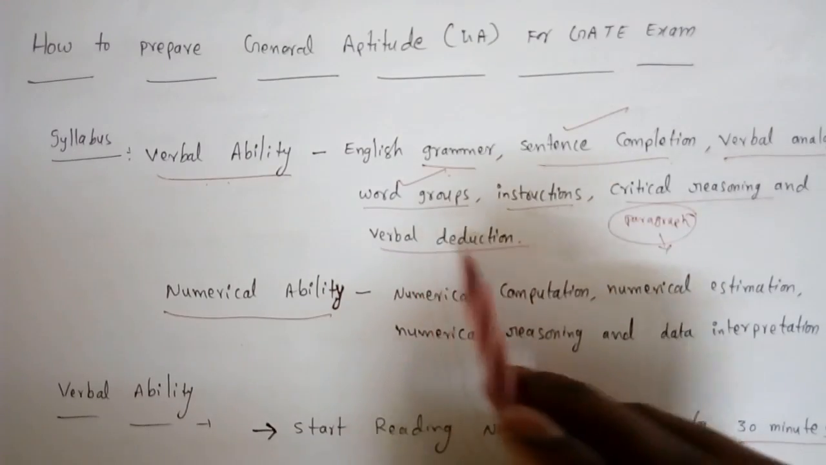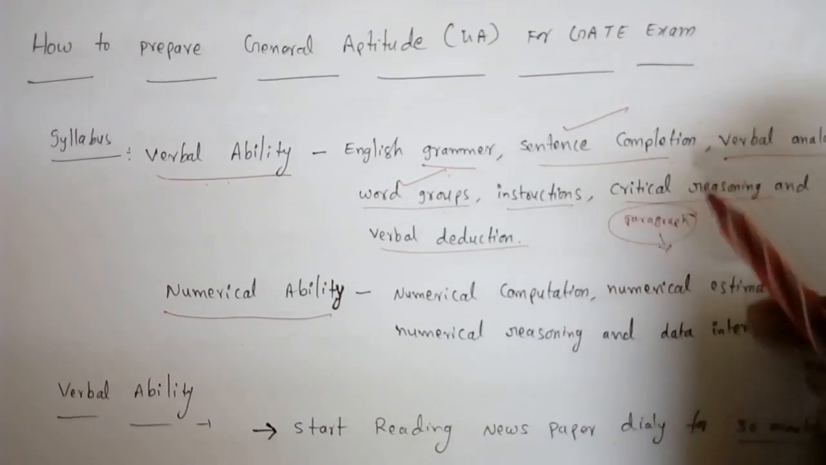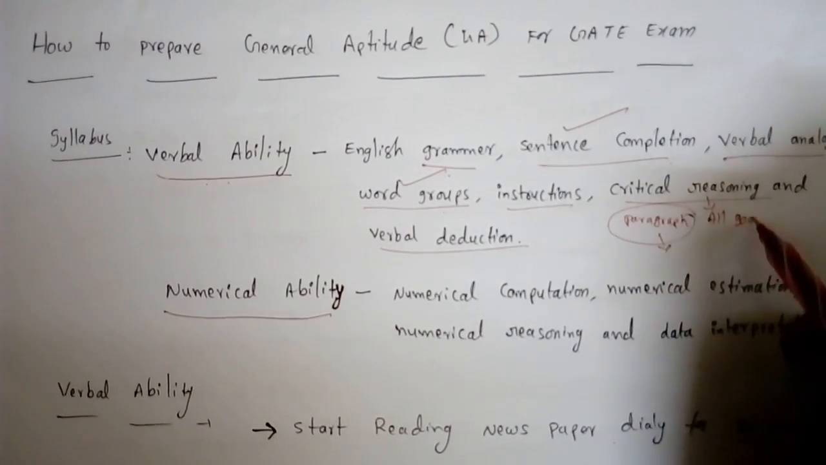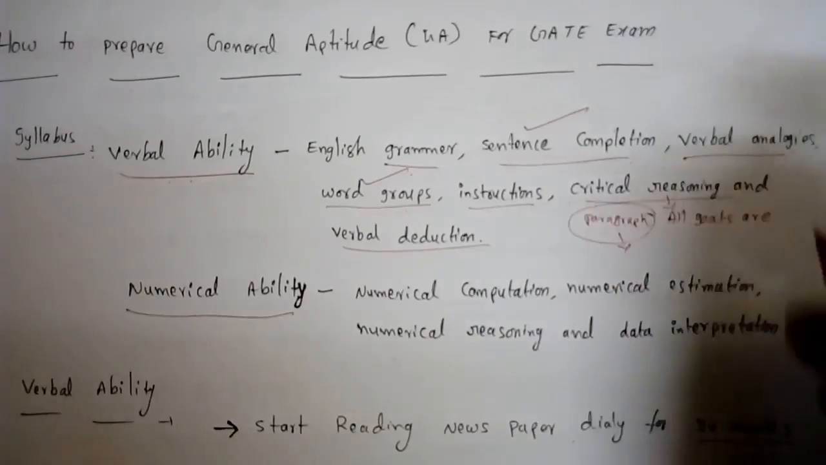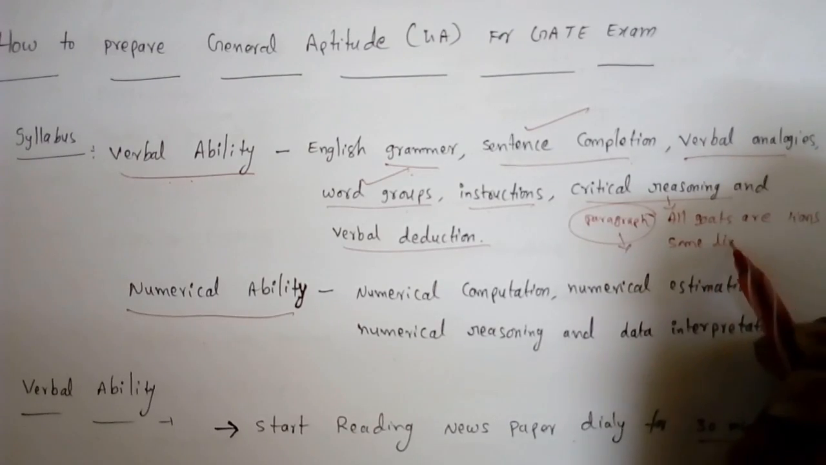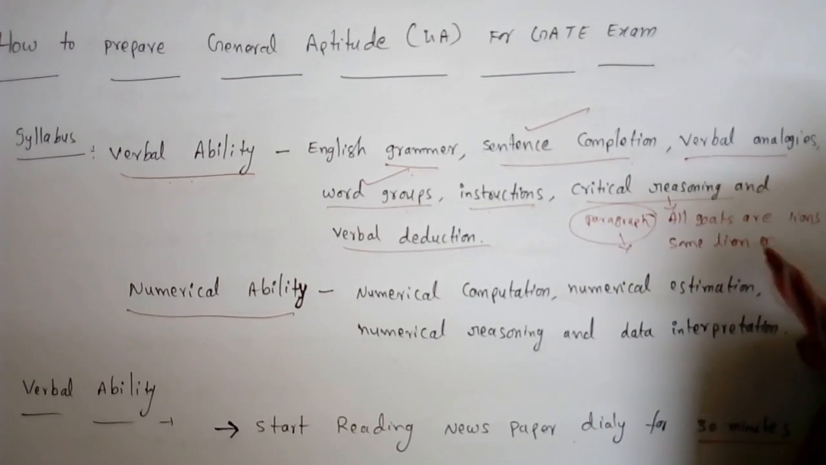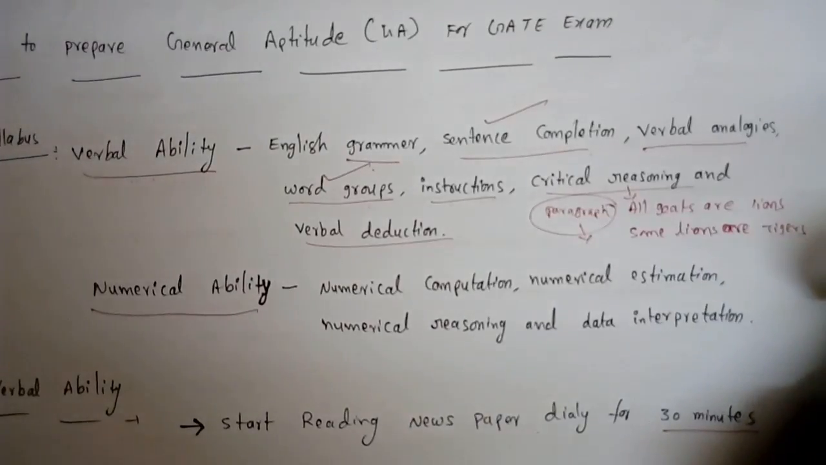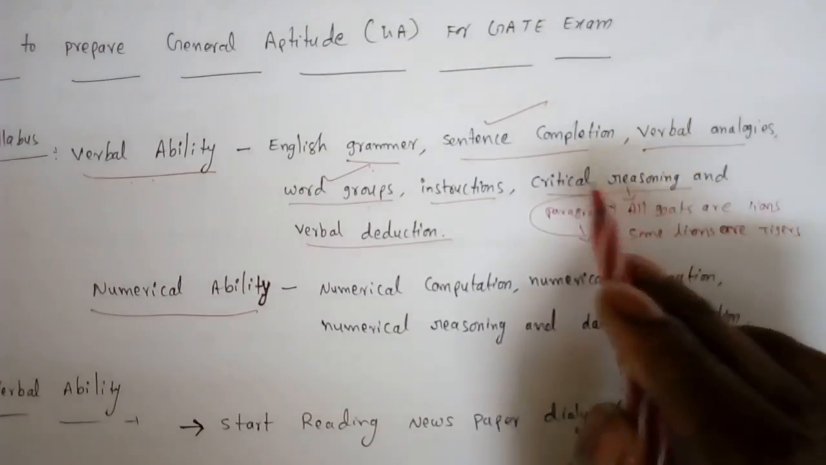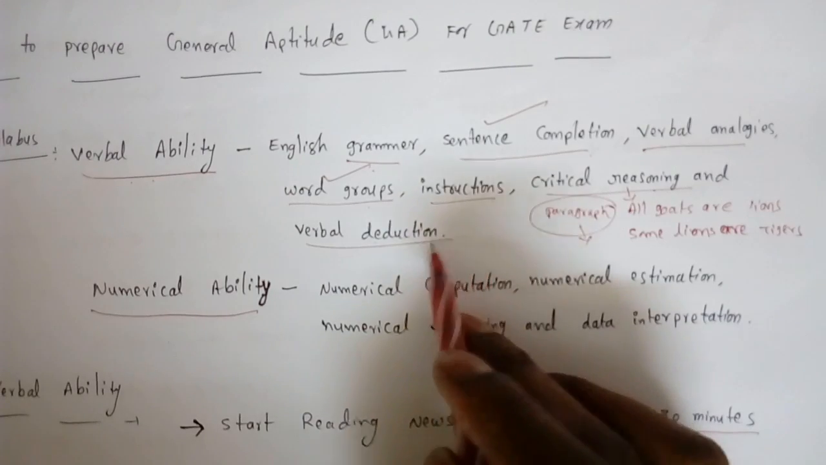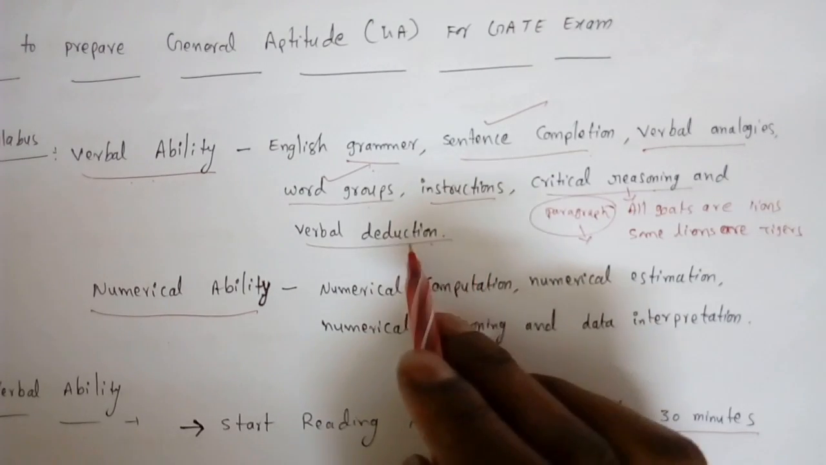This critical reasoning and verbal deduction is very important. Critical reasoning means, suppose the question is like: all goats are lions, some lions are tigers, right? So this is some example. We have to conclude something, so that is critical reasoning. And verbal deduction, they will give some paragraph, and from that paragraph we have to draw a conclusion, what it is indicating.